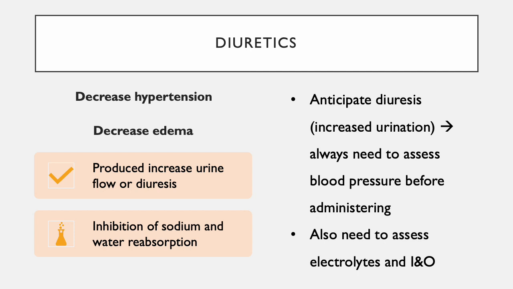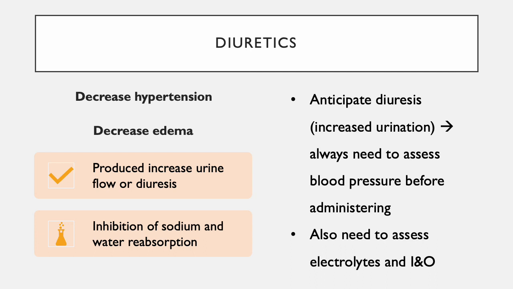The two main reasons we would utilize diuretics are for decreasing hypertension and decreasing edema, and that can be peripheral or pulmonary. So diuretics are going to increase our urine flow, which we also call diuresis, through inhibition of sodium and water reabsorption from your kidney tubules. The majority of our electrolytes are going to be lost with use of diuretics, and that includes potassium, magnesium, chloride, and bicarbonate.